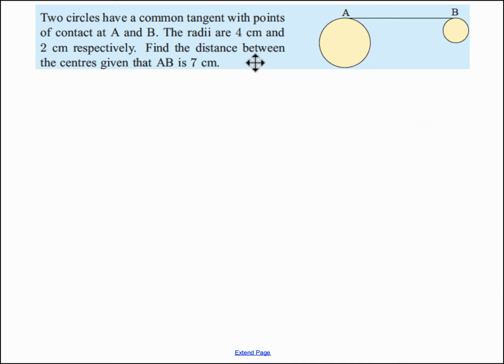So next, let's tackle this one. Two circles have a common tangent with points of contact at A and B. A common tangent means that the tangent line is tangent to both circles. Yes? So it's common to both of them. It hits these two circles in one point of contact exactly in that local area. The radii are 4 centimeters and 2 centimeters respectively. So 4 and 2, that's obvious. Find the distance between the centers of the circle given that AB is 7 centimeters.